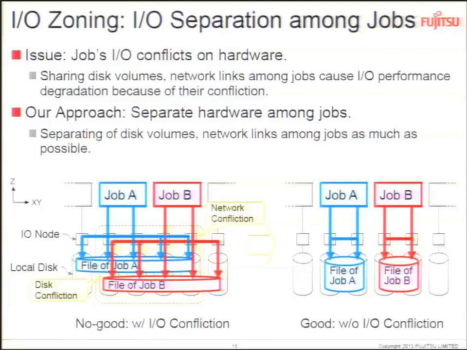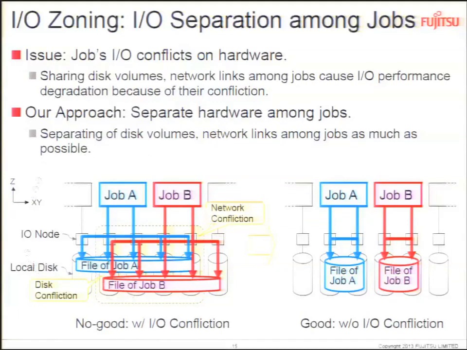So next, I talked about I/O zoning. This is also presented at LUG 2010. The issue is job I/O conflicts on hardware. Sharing the volume and network links among jobs causes I/O performance degradation because of their contention. So our approach is to separate hardware among jobs.